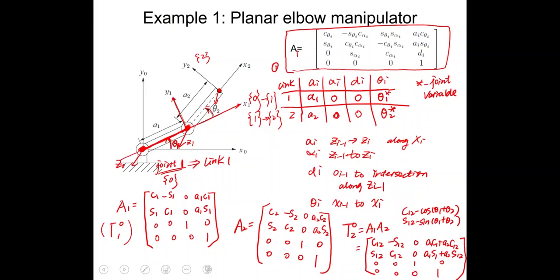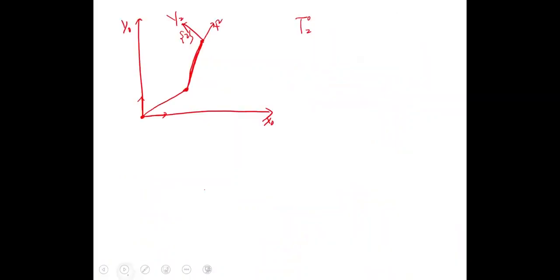So what is the physical definition of T20? We calculated T20 as A1 times A2, and that means my end effector's orientation and position in the base frame, with reference to frame 0. So by definition, it should be R20, d20, 0 and 1.